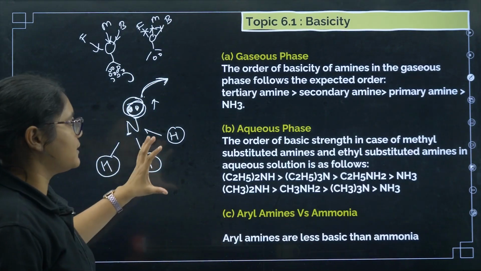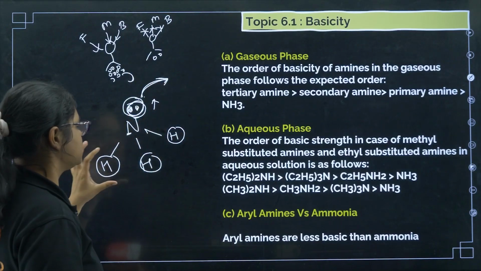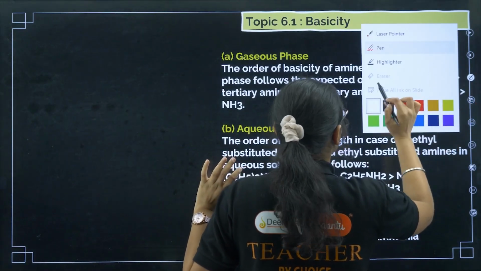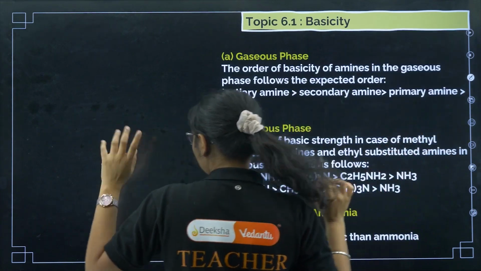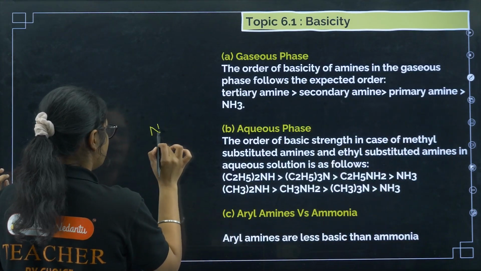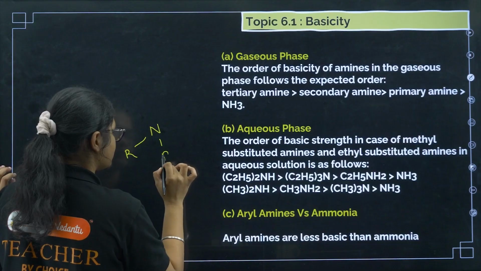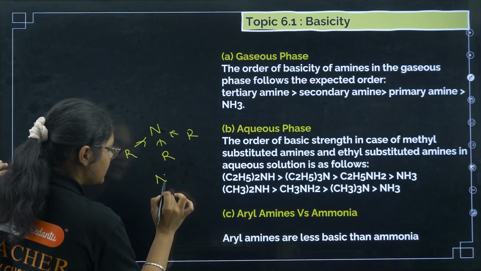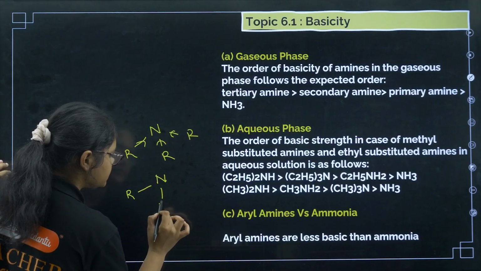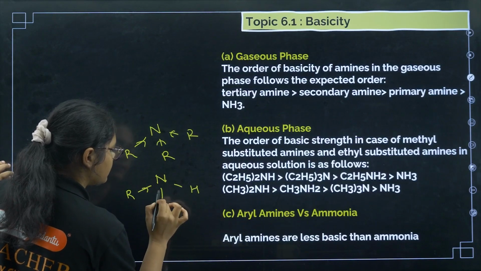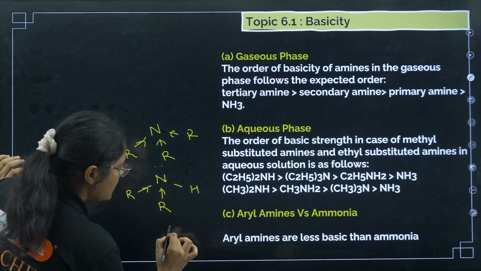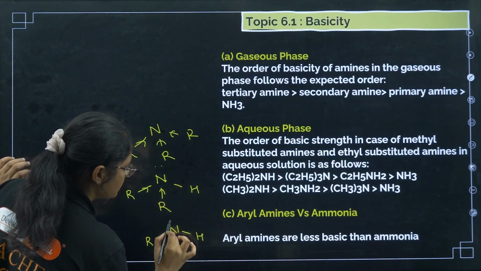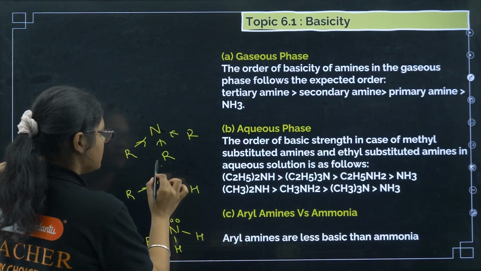So that is why in gaseous phase, in the tertiary amine, I have N. In tertiary, three R groups are there donating electrons to nitrogen. In secondary, there are two R groups donating electrons to the nitrogen. In primary there is one R group and this is there.